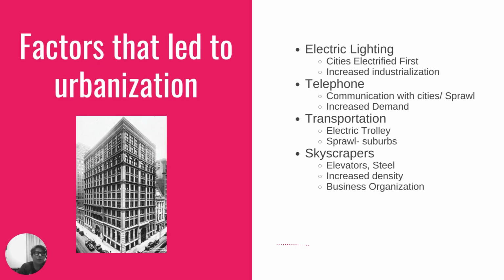So factors that are leading to urbanization are pretty similar to the factors that were leading to industrialization, like electric lighting. This is allowing increased services. Telephone is allowing for communication to come to the cities from the outside. This is also a major factor in the development of offices and retail stores. Transportation is allowing not just the cities to grow, but what we're going to look at later, which are streetcar suburbs.